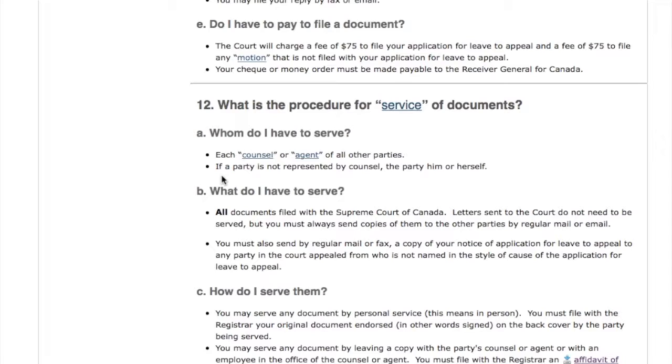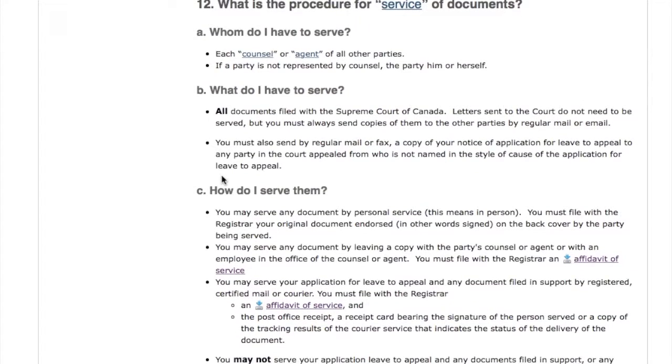So who do I have to serve? Typically, each counsel or agent for all of the other parties. If the party isn't represented by counsel, the party themselves. That's standard rule number 1 for any kind of originating document. In this circumstance, though, the counsel is preferred, counsel being counsel that was representing the party at the court of last instance.